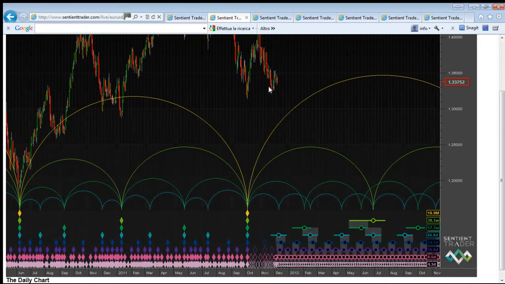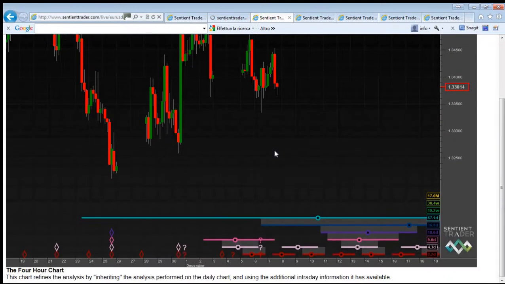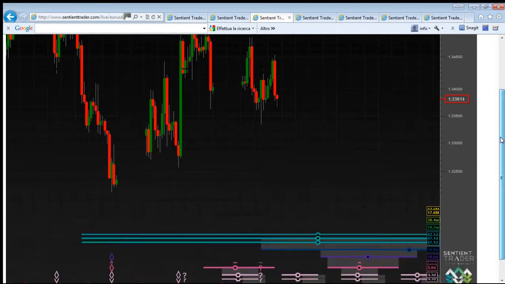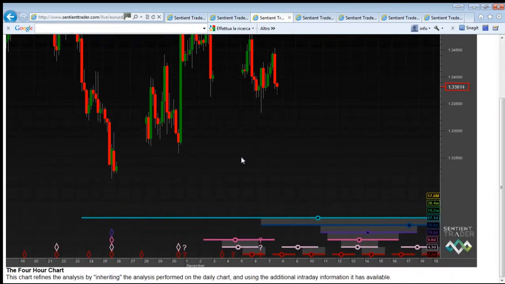But now, of course, what Sentient Trader is expecting to see is that the market is falling into an 80-day trough. Now, it is possible that that fairly prominent trough right at the end of November, or I think right at the beginning of December, could, of course, have been a trough of the 80-day cycle. So let's go to the next shorter time frame, which is the 4-hour bar time frame, and have a look at how the analysis has been refined.